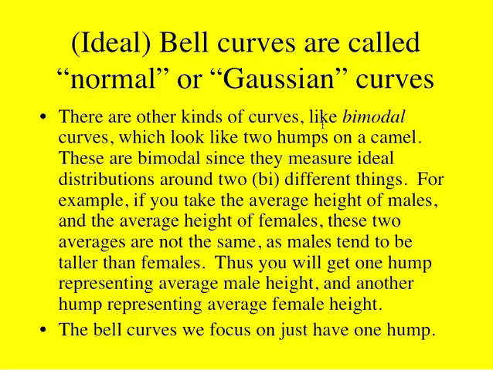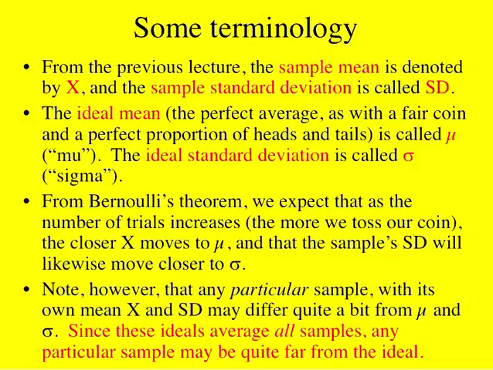There are two kinds of other curves. They're called bimodal, which looks like two humps on the camel. Bi for two, modal, two modalities, two humps on the camel. They might measure things like, say, average heights of males and females across the world. On average, males tend to be taller than females. So you're going to get not one hump, but two separate humps. The bell curves we focus on just have one hump. They're not bimodal.